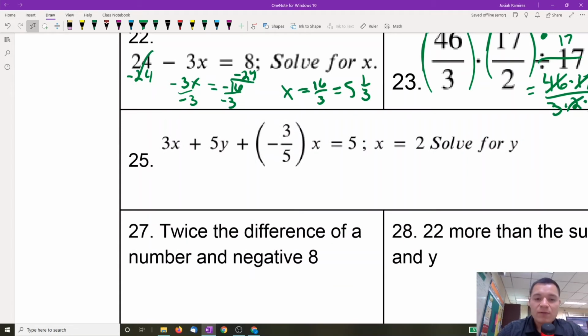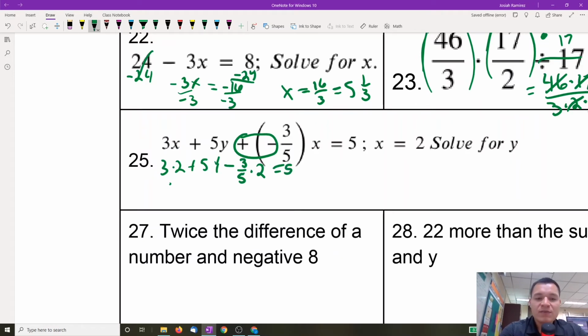In this next question, this is the entire left part of the equation, and this is the right part of the equation. And then they say plug in 2 for x. So 3 times 2 plus 5y minus, because we have plus some negative number, minus 3/5 x. But instead of putting x, we're going to put 2, equals 5. And then we want to solve this for y.